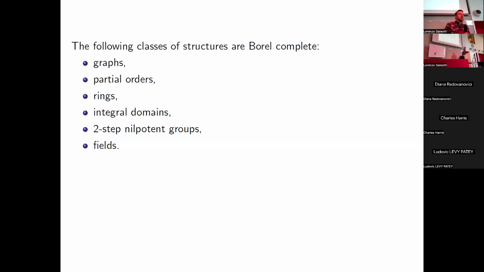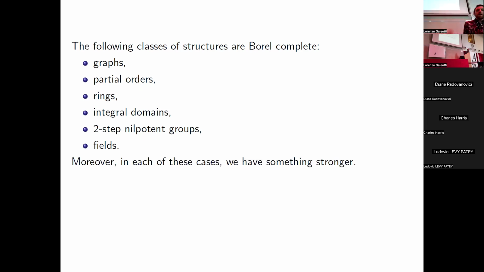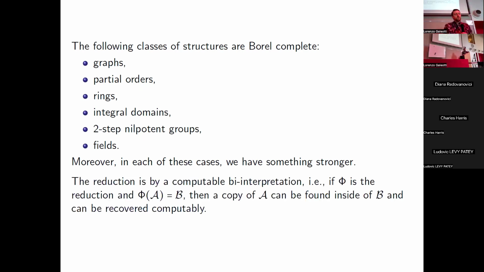We had some examples last time. So graphs was the first one, and then all these other classes: partial orders, rings, integral domains, groups, and fields. And something I tried to highlight last time was that in each of these cases, it's not just that we have a Borel reduction, we have something a little bit stronger. It's a very nice kind of Borel reduction. So we talked about these computable interpretations a little bit, but essentially the idea was that if you map A to B, then you can still recover A from B in a very nice way.